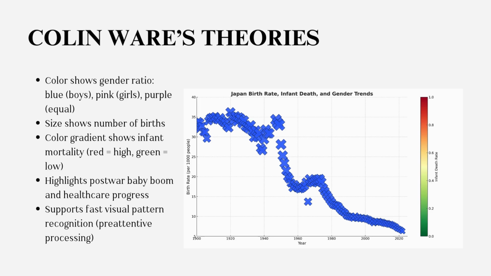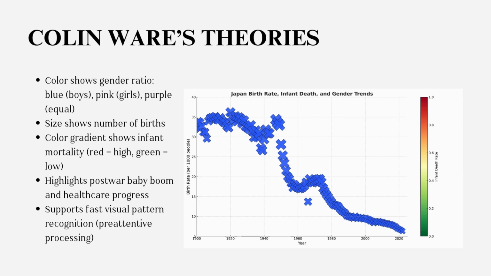When you scan the graph, you notice immediately that almost all of the X's are blue. That tells us at a glance, without reading any numbers, that boys have consistently been born at a slightly higher rate every year. The size of each X represents the total number of births. Larger X's mean more babies were born that year.